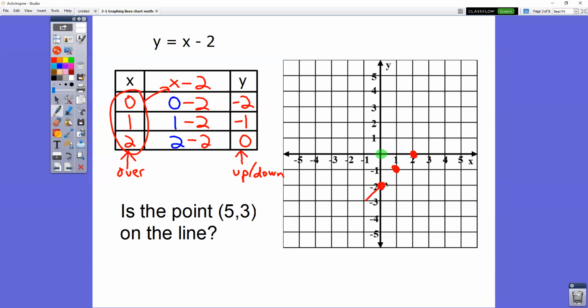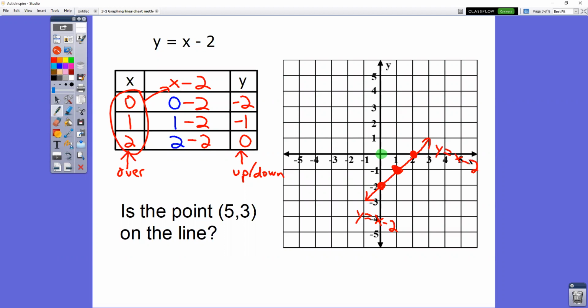If they don't form a straight line, you did something wrong. Put arrows on the ends of your line, and we want to label our line. Now, labeling our line just means that we want to write down what the equation is, either at the top of the line or the bottom of the line.